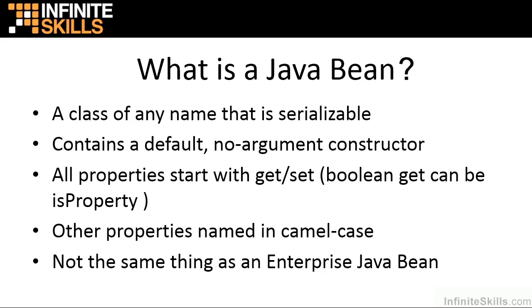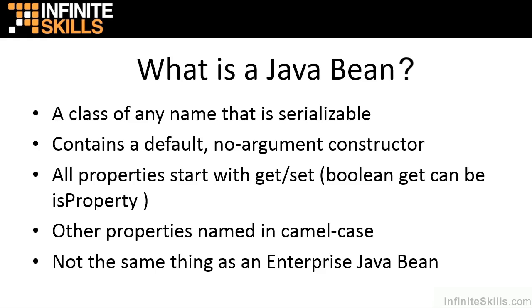In order to be put into session or translated through a stream, of course, it needs to be serializable. The Java bean must contain a default no-argument constructor. Even if it contains other constructors, there has to be that basic default constructor because our useBean property needs to be able to access it very easily without having to know anything else about the constructor.